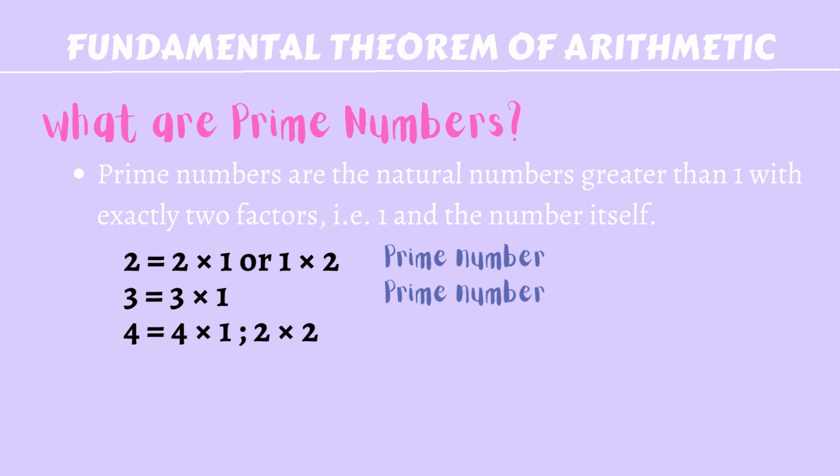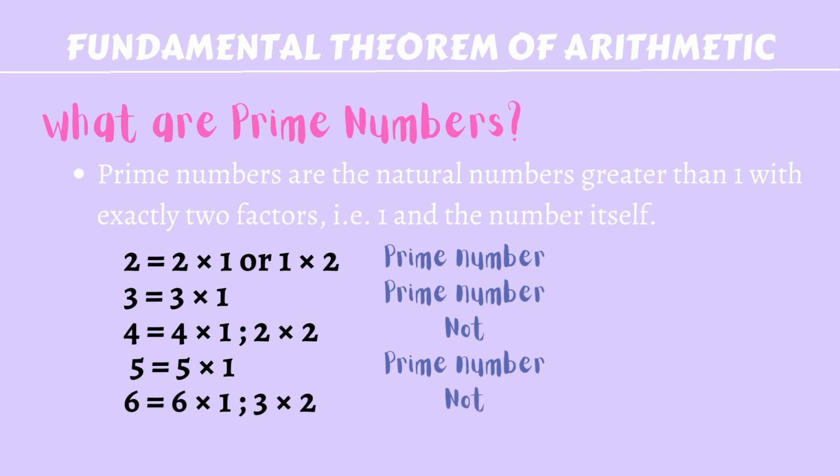Next, we have 4. 4 can be represented by multiplying itself by 1, but it can also be represented by multiplying 2 by 2. Therefore, 4 is not a prime number, as it can be divided by a number aside from itself and 1. 5 is represented by 5 times 1. Therefore, it is a prime number. 6 is also not a prime number. There are countless prime numbers, but let's stop with the number 6.